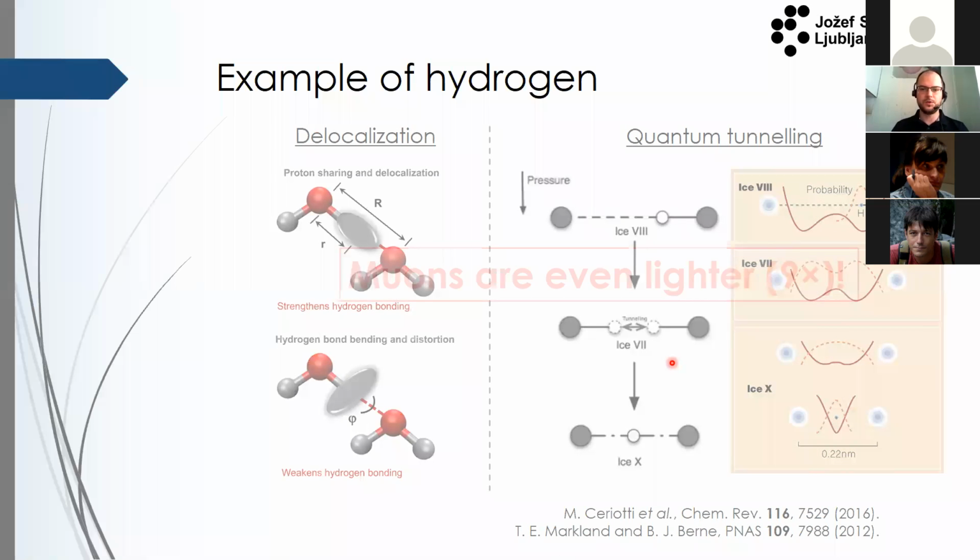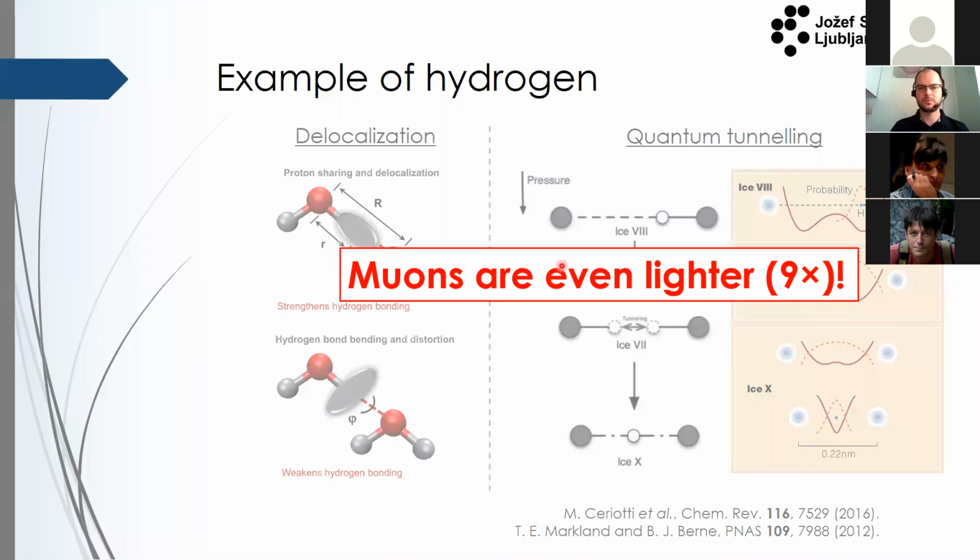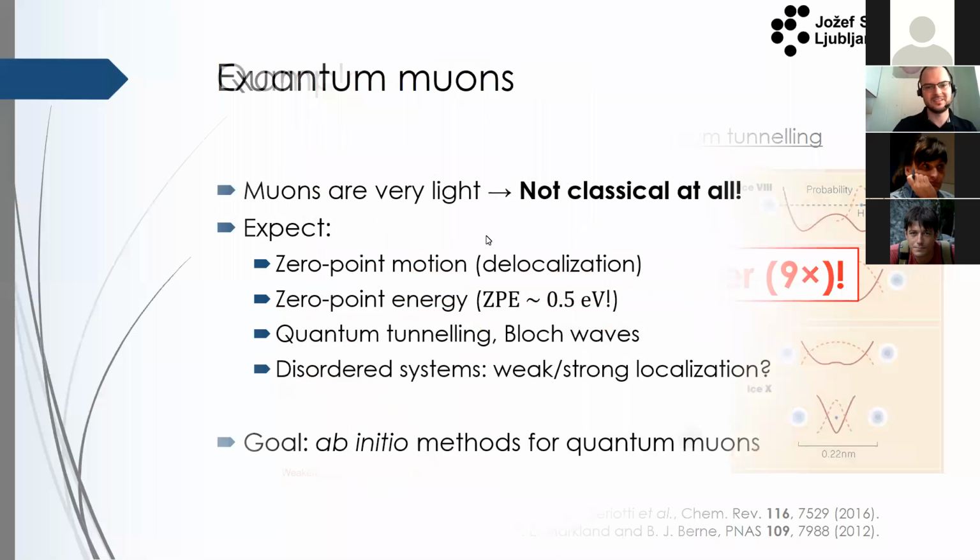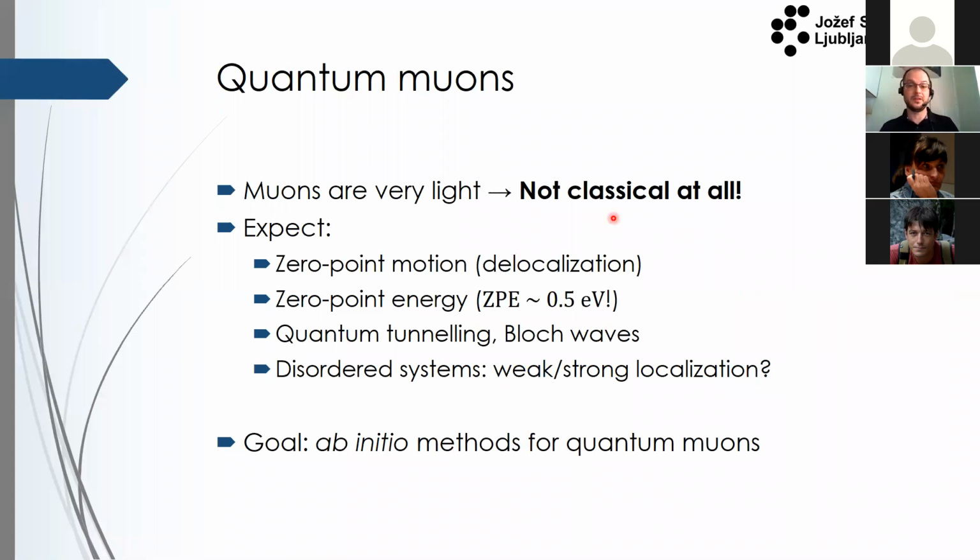The problem is muons are even lighter. So if a hydrogen is the lightest atom that we want, like the lightest normal element that we want to have in a crystal, muons are 9 times lighter than them. So we expect them to have much stronger quantum effects, much stronger effects of quantum delocalization, tunneling, and things like that. But remember, we previously assumed that they were classical particles at rest in the final position. This cannot be justified. They cannot be point particles in many cases, actually.